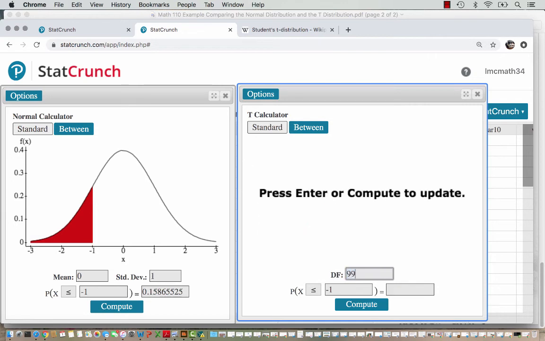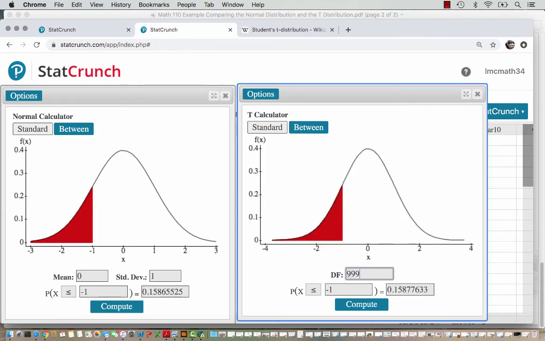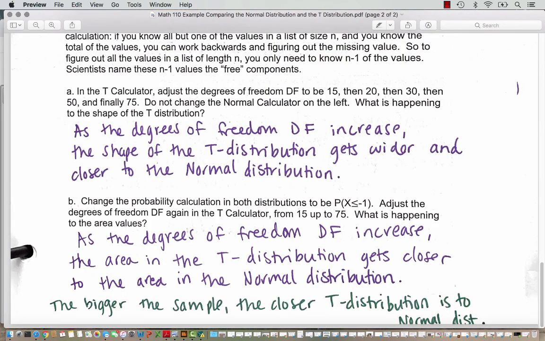Let's say we had 1,000 data points, so we have 999 degrees of freedom. Now we're really, really close to that 0.1587 that we see in the normal calculator. So our explanation here is that as the degrees of freedom, df for short, increase, the area in the t-distribution gets closer to the area in the normal distribution. So the bigger the sample, the closer the t-distribution is to the normal distribution.